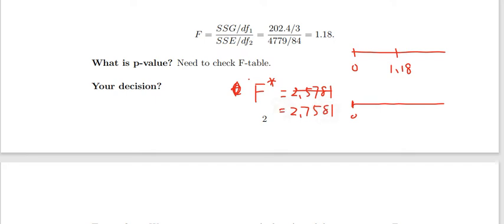Okay, so use this number as a cut point, 2.7581. Numbers below it are small, and numbers above it we can say are big. So we use this as a standard. We find 1.18 is here, under the cut point, so we can say this number is small.